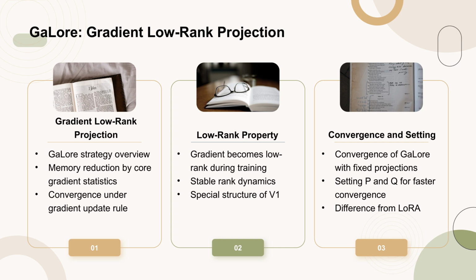The convergence of GaLore is proven under a generalized gradient update rule, and the choice of projection matrices P and Q is crucial for faster convergence and reduced memory usage. Unlike LoRA, GaLore does not introduce additional low-rank adapters, maintaining the original training trajectory when the rank is maximized.